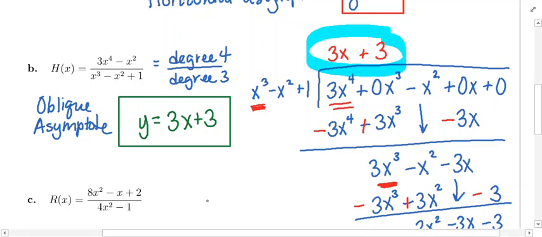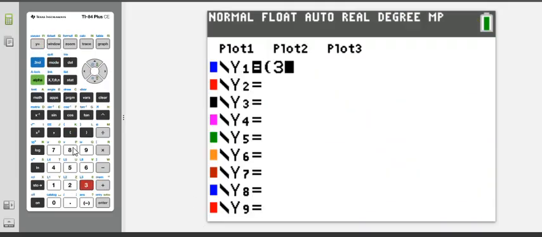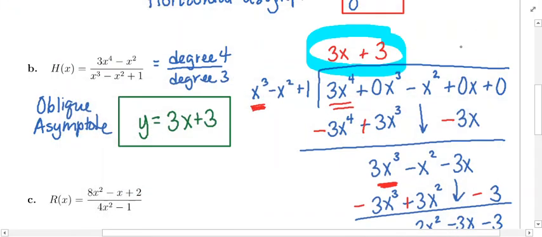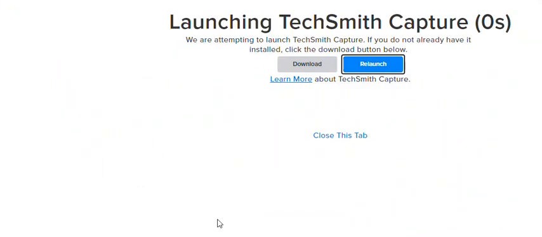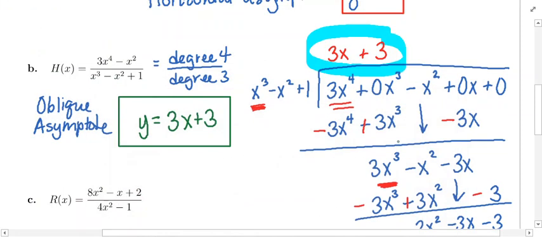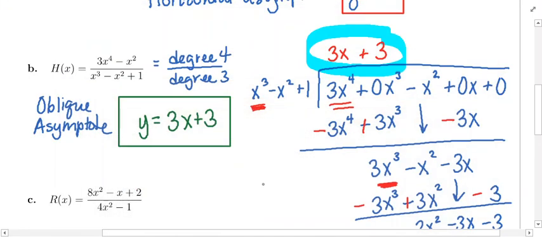All right, I'm going to go to the calculator. We can see this better. I do have this function graphed on the next page, but we can see it better on the calculator. I'm going to type in the numerator. So 3x to the fourth minus x squared, close parentheses, divided by open parentheses, x cubed minus x squared plus 1, close parentheses. Let me double check that.